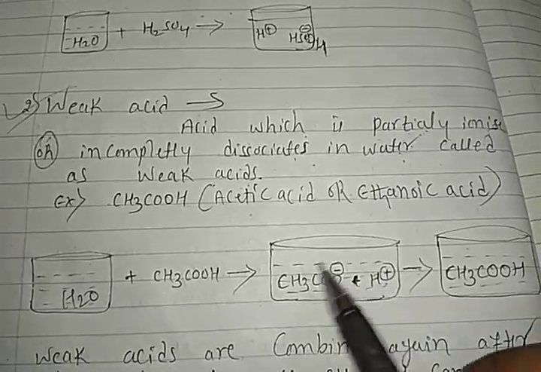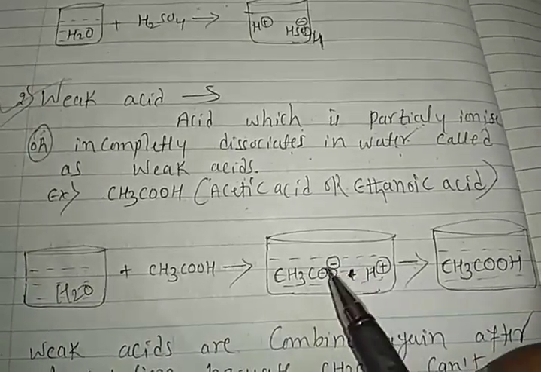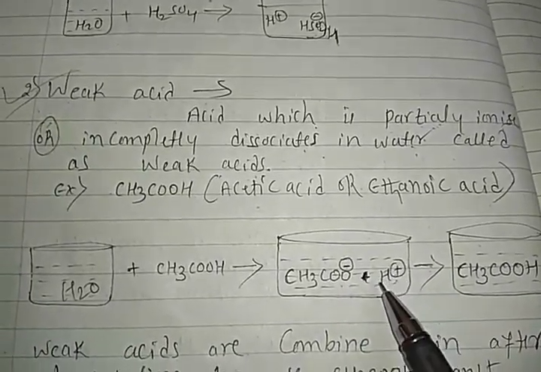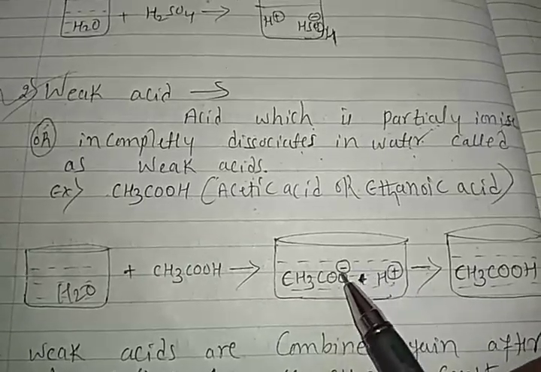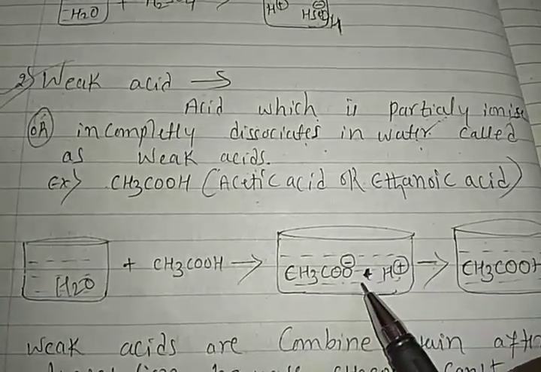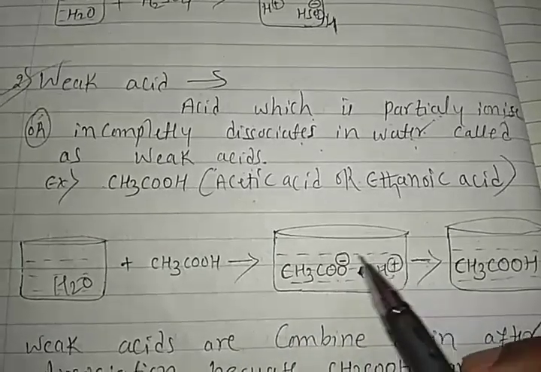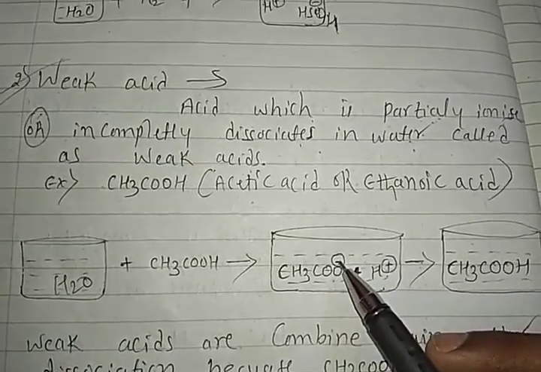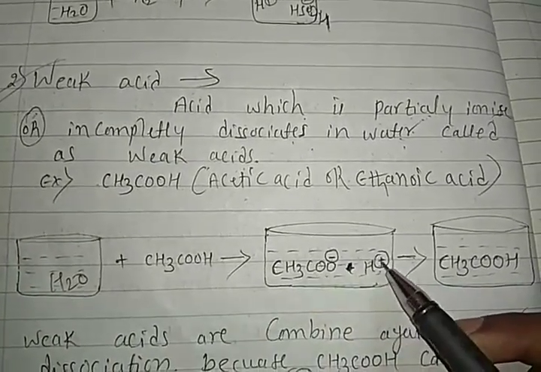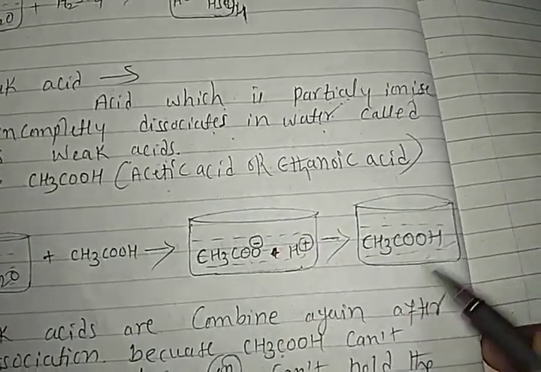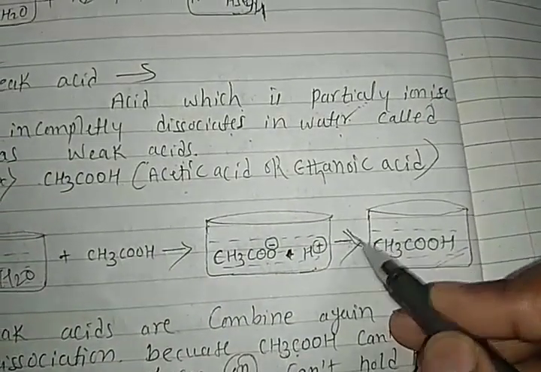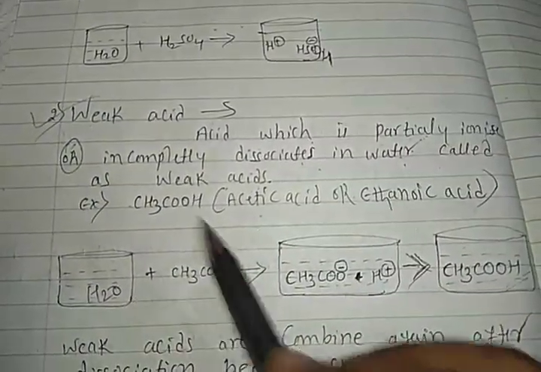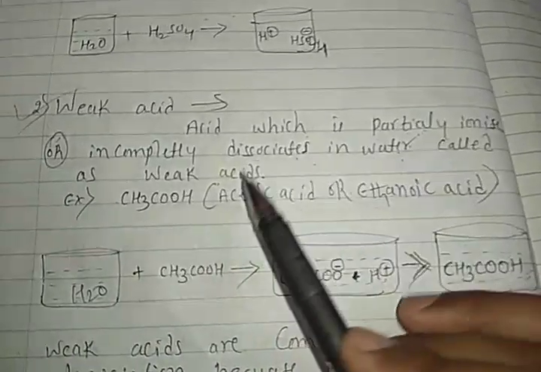These ions, H+ and CH3COO-, cannot exist in ionic form because they are attracted to each other. H+ is attracted to CH3COO-, and CH3COO- is attracted to H+. So they attract again and combine again. That's why it is incomplete dissociation. Once it dissociates, it combines again. That is called a weak acid.